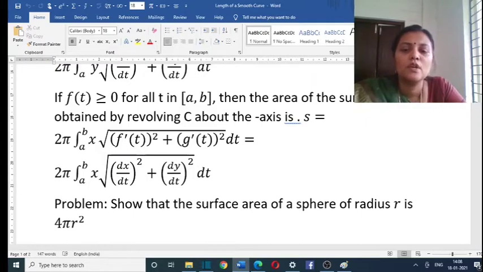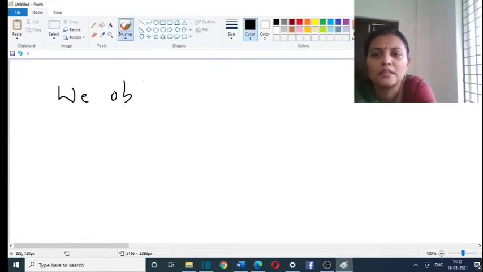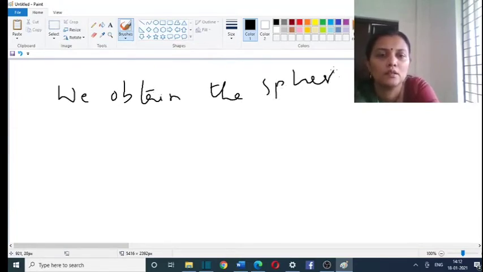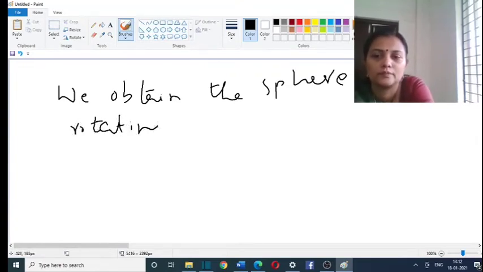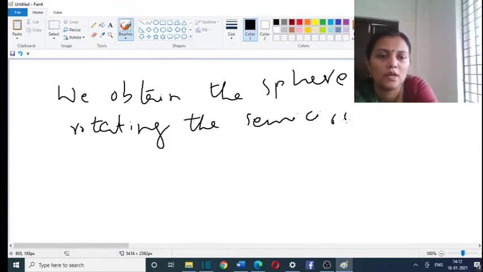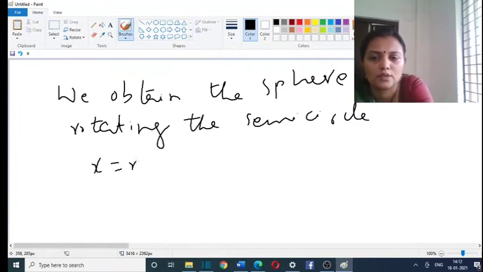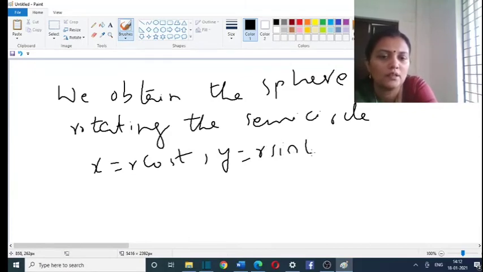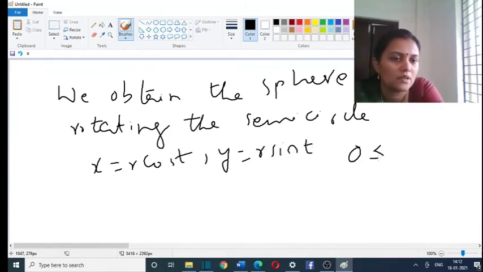Now we have a problem. Show that the surface area of a sphere of radius r is 4 pi r square. We obtain the sphere by rotating the semicircle. The semicircle, we have the formula is x equal to r cos t and y equal to r sin t, where t varies for the semicircle 0 less than or equal to t less than or equal to pi.